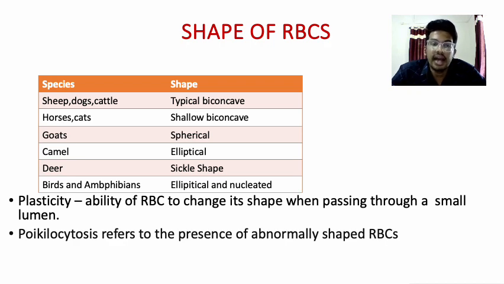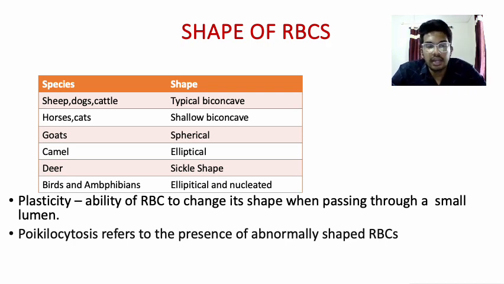This question might ask, if you have seen in clinics the shape of the RBCs of dog, they are very beautiful. They are typically biconcave. But if you get some bird sample, you will see that they will be looking very elliptical and they will be having nucleus. Normally, RBCs are devoid of nucleus, right?